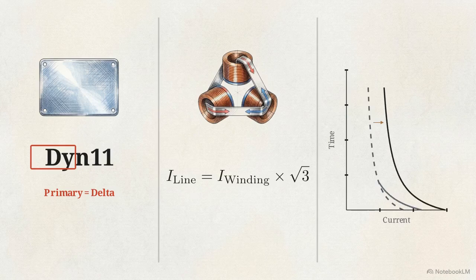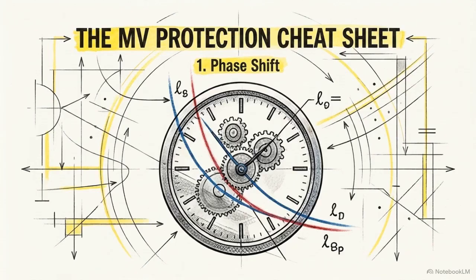Third, verify your plot. Your inverse time overcurrent curve must sit safely beneath the newly shifted damage curve, preserving your intentional time delay margin. Keep these 3 rules in mind.